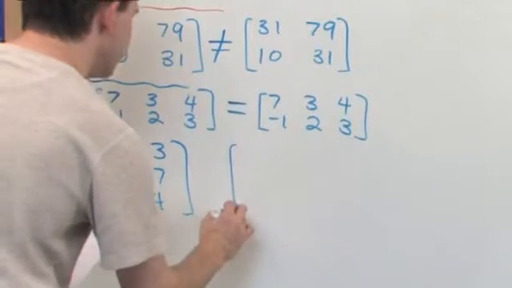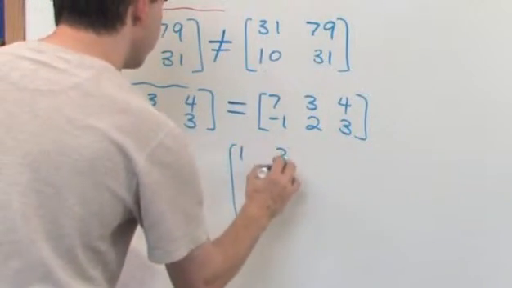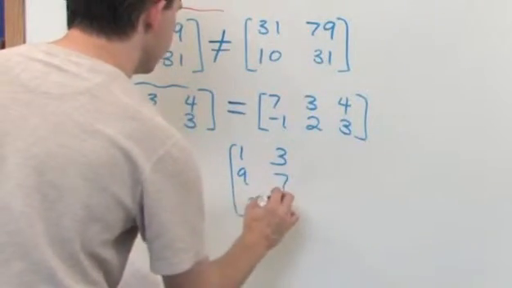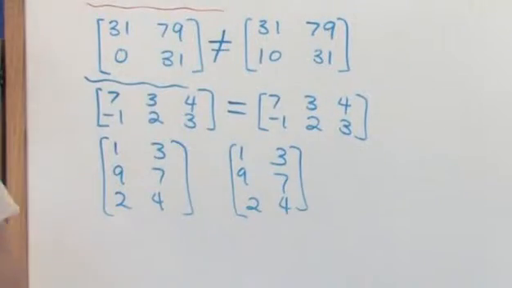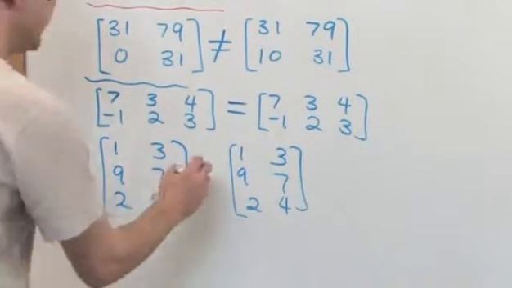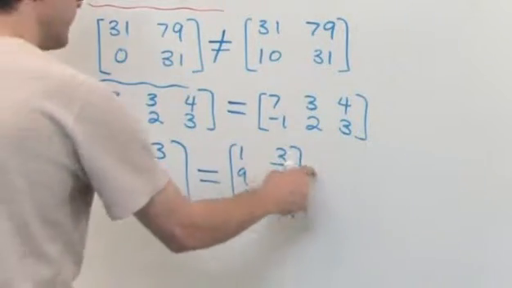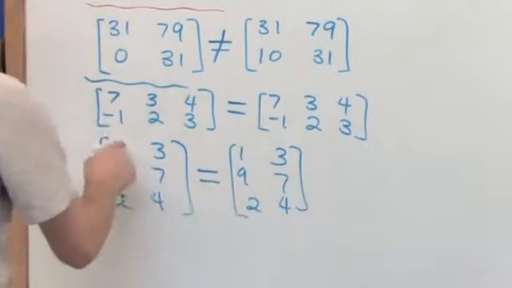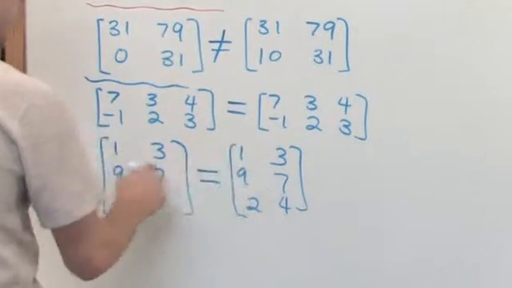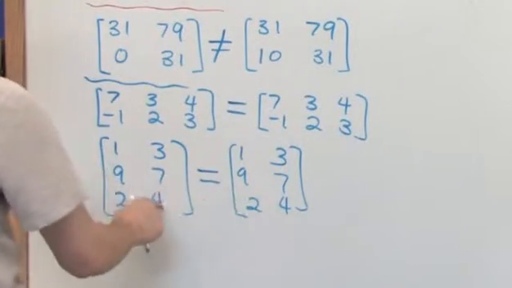And just to drill it home a little bit more, 1, 3, 9, 7, 2, 4. Is it or is it not equal to 1, 3, 9, 7, 2, 4? Okay? I hope you can see at this point that these guys are equal. They have the same number of rows, 3 rows, 3 rows, 2 columns, 2 columns, and everything is equivalent.